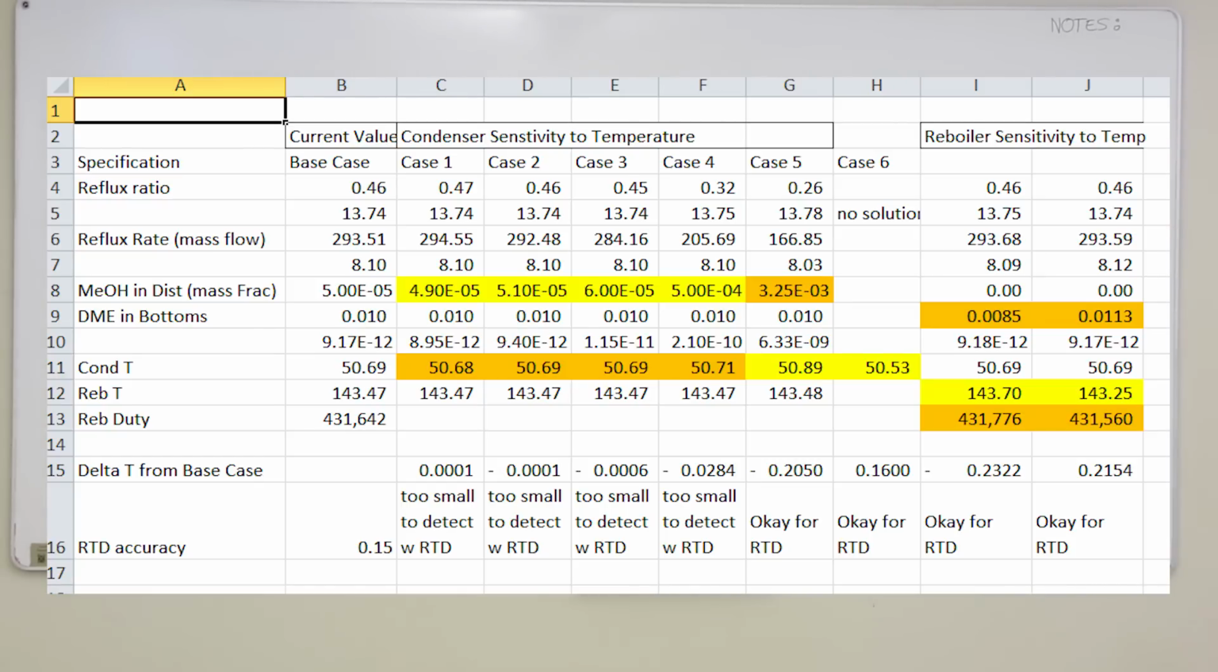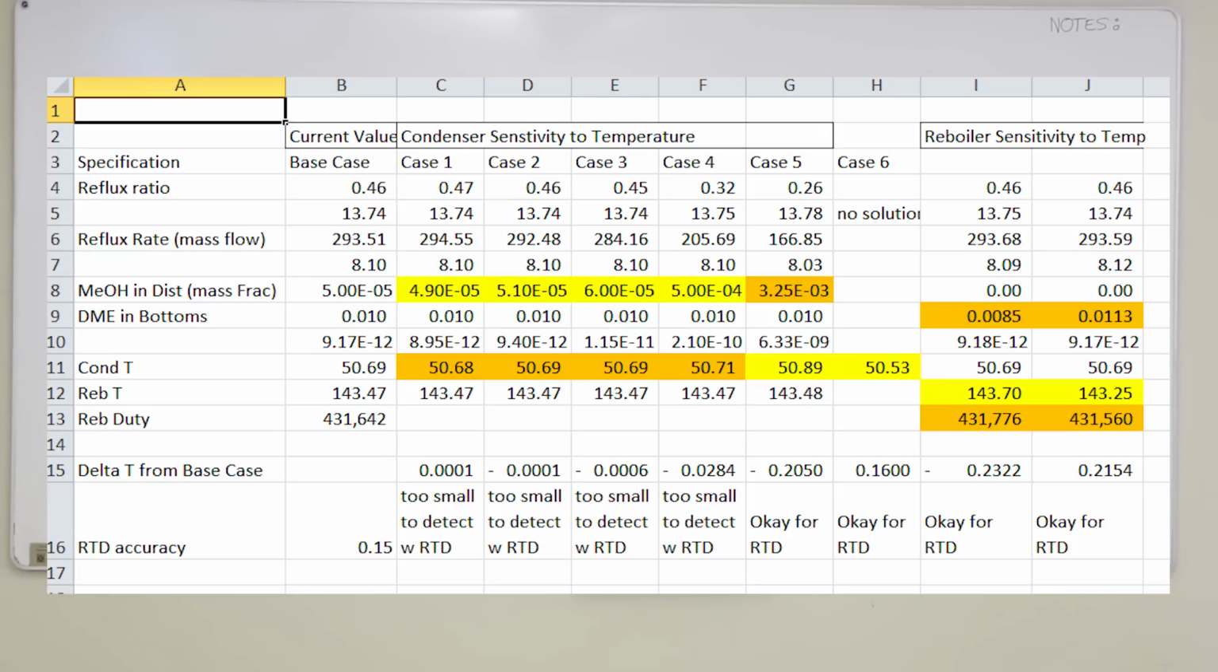So what I did is I just tried a couple different cases. I copied those numbers into a spreadsheet. So right there, this is the base case here, and these are the specs. So there's the reflux ratio, there's the reflux rate there, there's the concentrations that we were trying to achieve, and there's the various temperatures there.